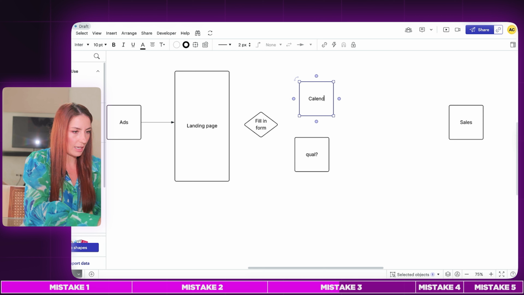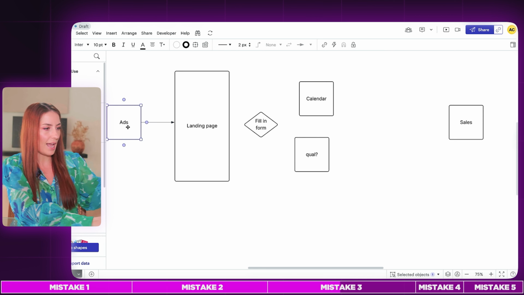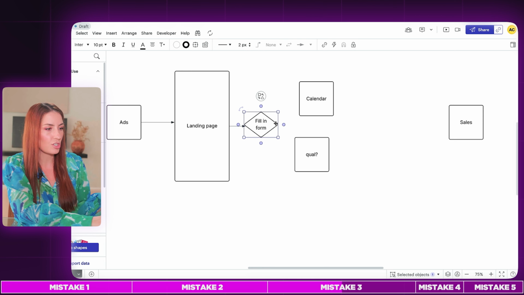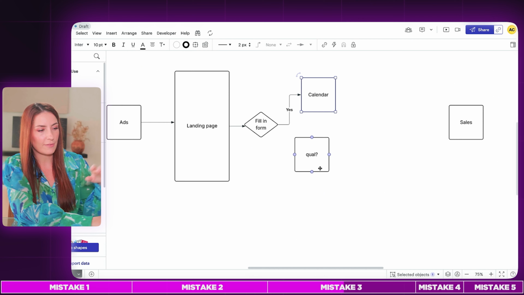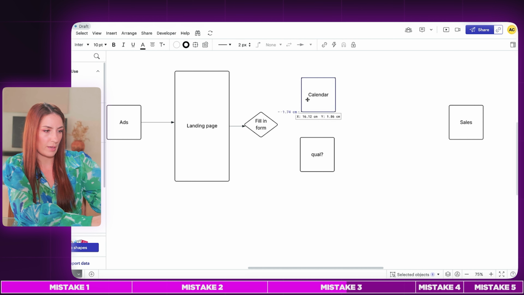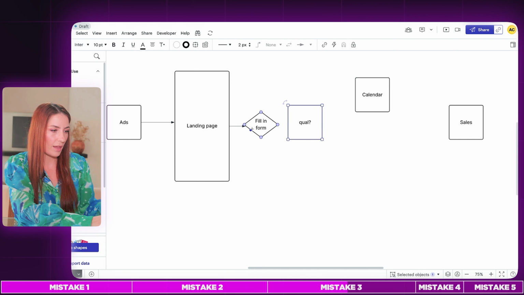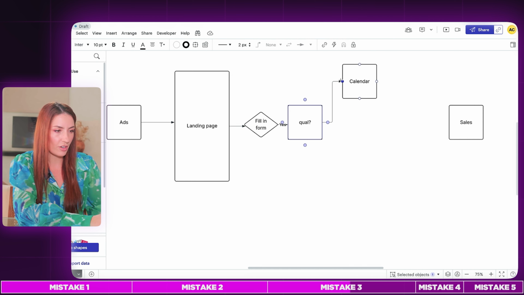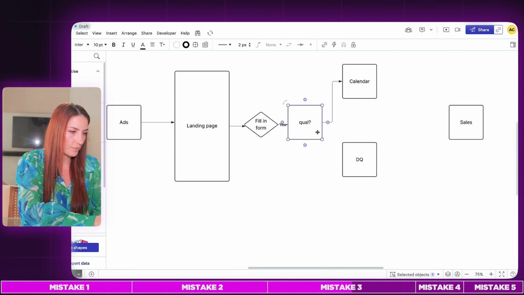Yes, calendar page. So what we're going to do is ads to landing page. Do they fill in the form, the application form? Yes, and they're qualified. I'd do this better. Lucidchart's not dumb. I've been using this for a million years. Whatever. Do they fill in the form? Are they qualified? Yes. They get to go to a calendar. No, they go to a DQ page, right?